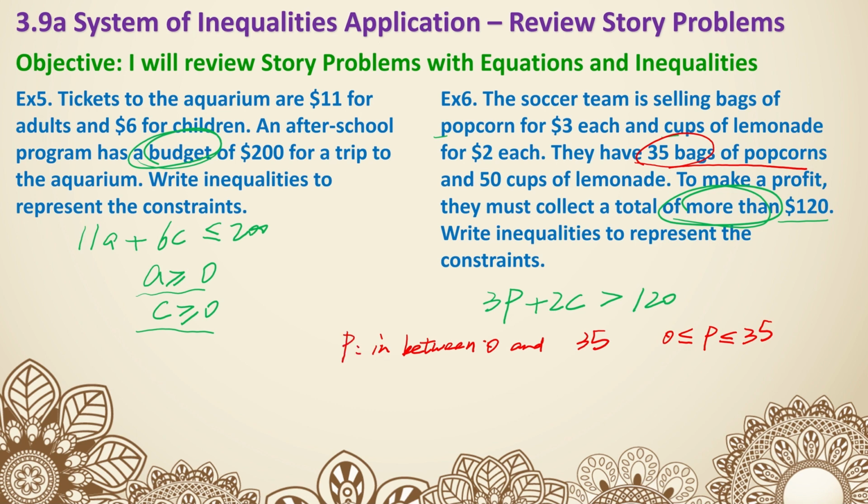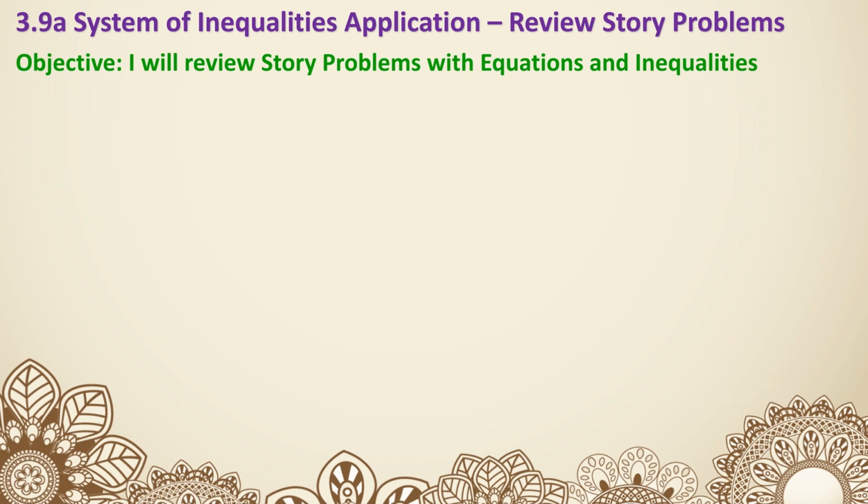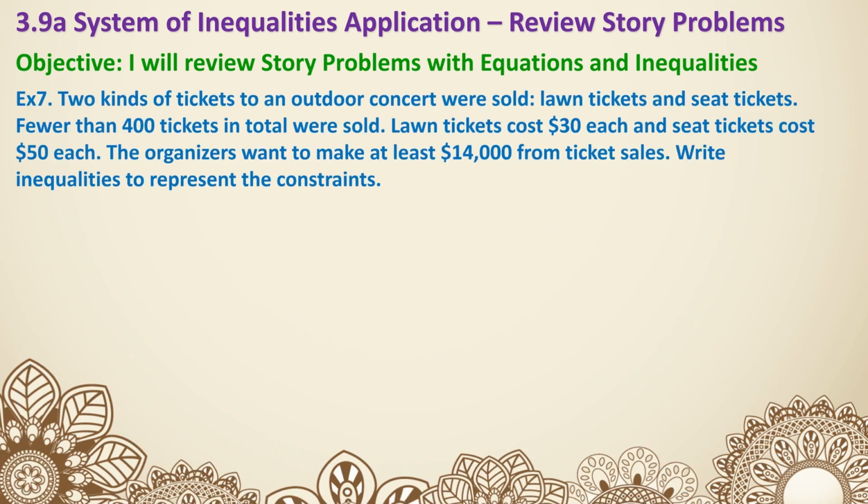P has to be in between, and then we also have C. It's also in between 0 and, you have 50 cups of lemonade, so it's 0 and 50. 0 is less than or equal to C, which is less than or equal to 50. That is example 6. Moving on, example 7.